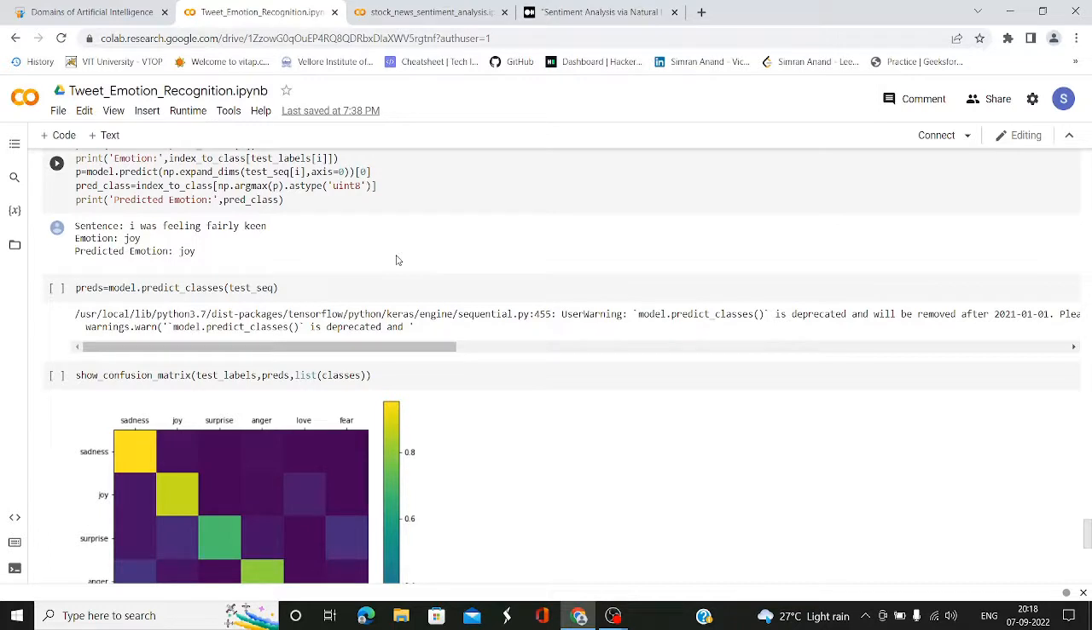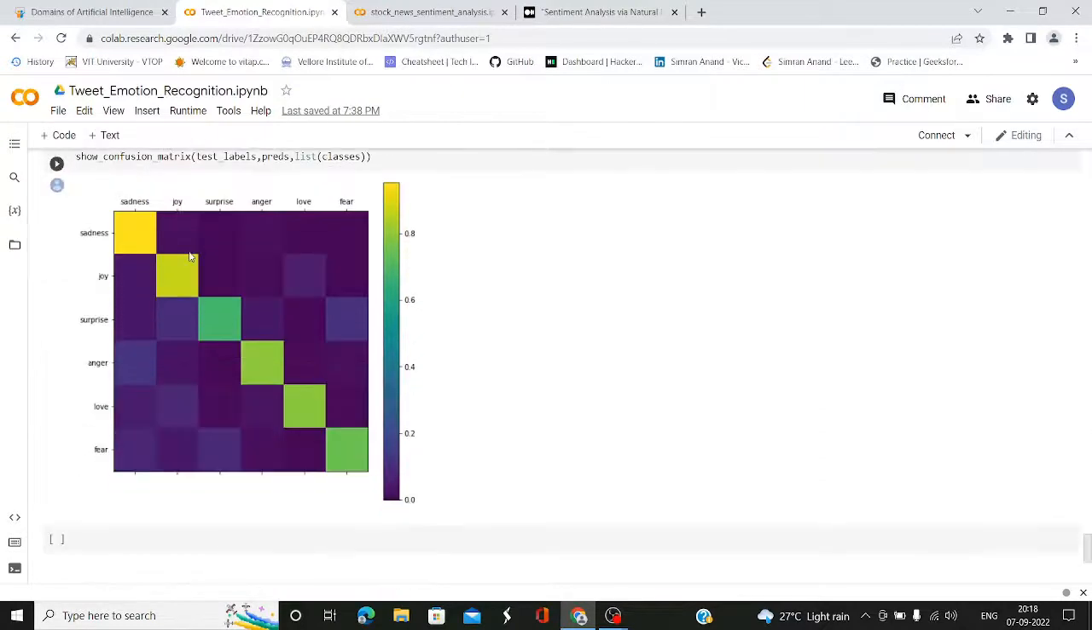It is happiness. Of course, it is not that surprising also. I was feeling fairly keen. So keen is a positive word here. It is associated with the emotion joy. So our model has given a predicted emotion. See, the actual emotion which the model is trained on is joy, and the predicted emotion is also joy. So the model is giving us the correct expected output here. That is a plus point.